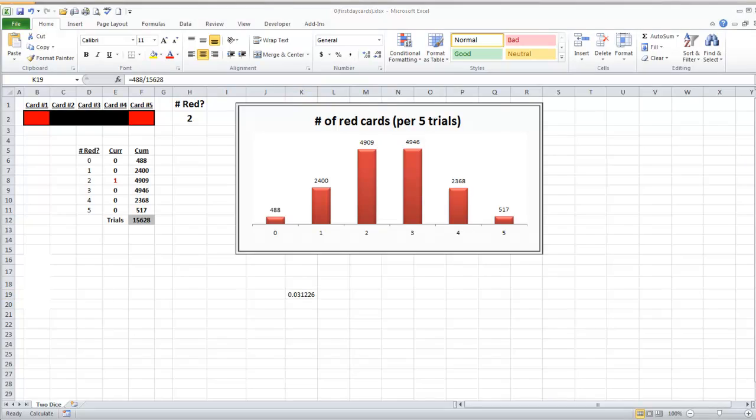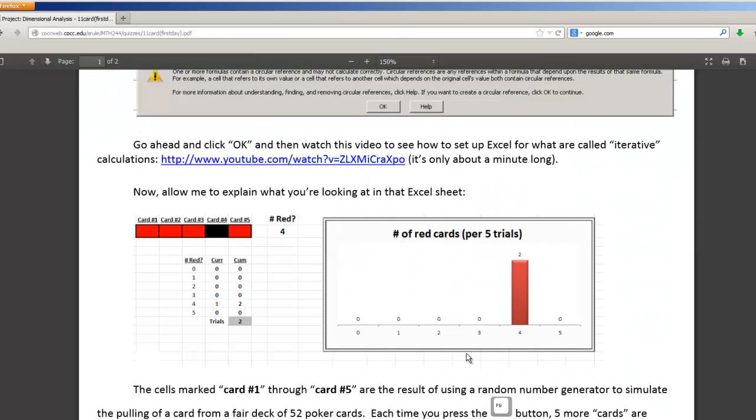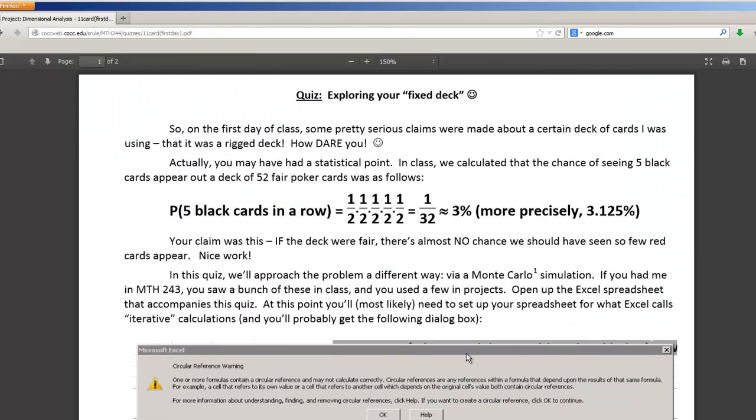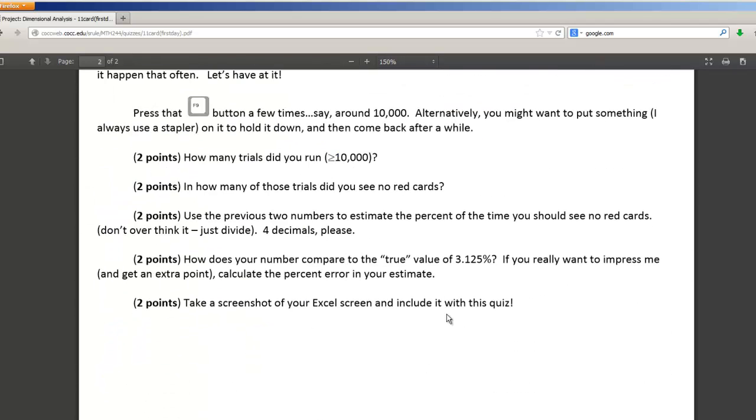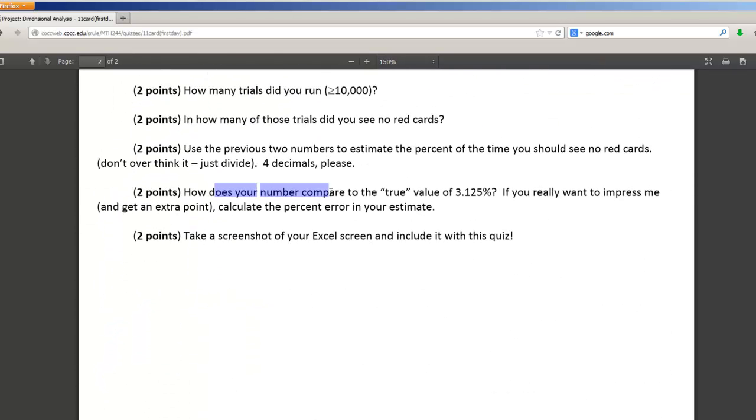3.123%. If you remember what it was supposed to be, 3.125%. We're off by 0.02 of a percentage. That is what I would call zero error. It's pretty awesome, isn't it? How does your number compare? Yeah, a good answer is pretty damn close. It's almost exactly the same as it should be.